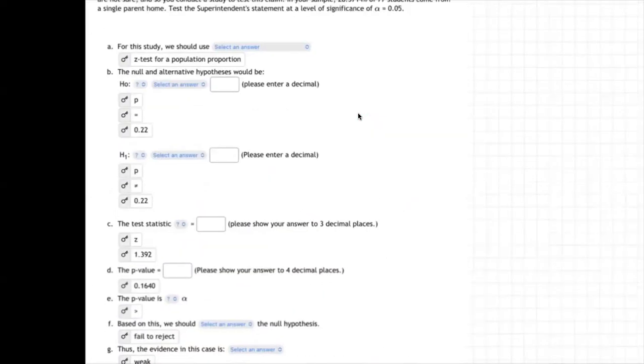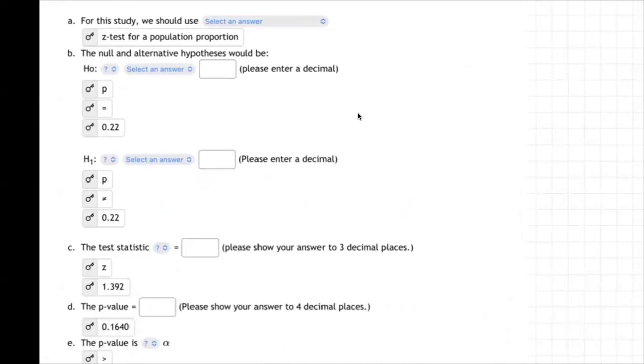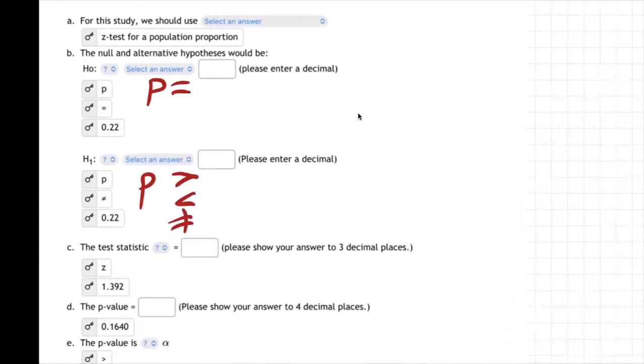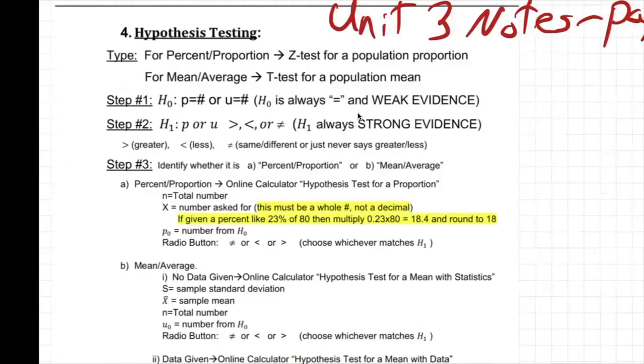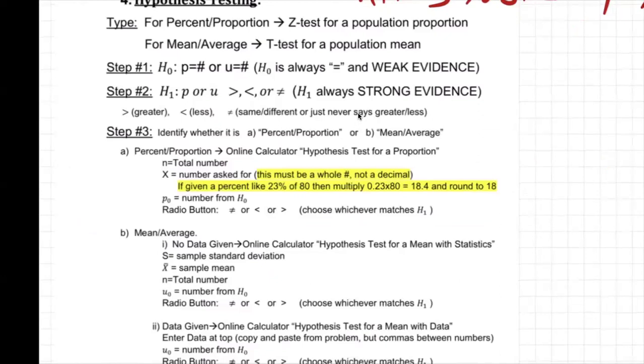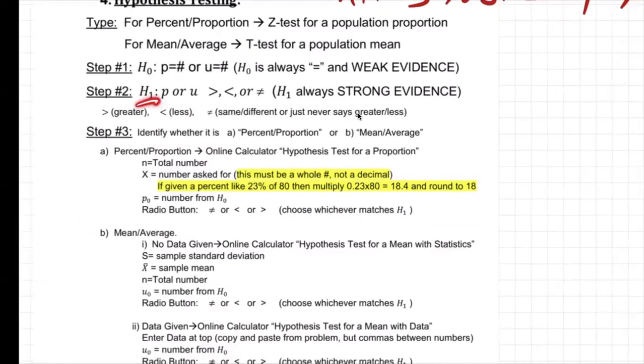So let's go back here. This is going to be P equals, and what does it equal? We'll get back to it. And this one's going to be P greater, less, or not equal, because this is H1. Okay, so which is which? How do you know which one? Here again, we say H1 is greater, less, or not equal. It's greater if it says the word greater, bigger, faster, something like that. Less if it says smaller, tiny, or something like that. And then not equal if it says same, different, or just never says greater or less.